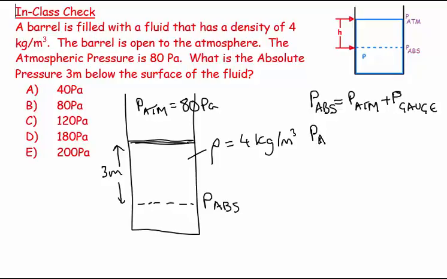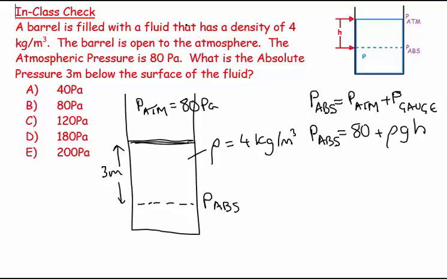So P absolute is going to equal, well, atmospheric is 80, we know that, plus, for our gauge pressure, it's the density of the fluid times G times the height of the column. And if you work that out, sometimes people say, well, man, there's so many things to remember. And yeah, there is, but you work with it, do enough homework, and you remember it.